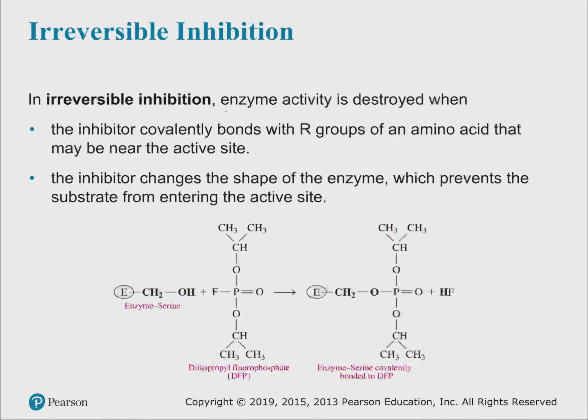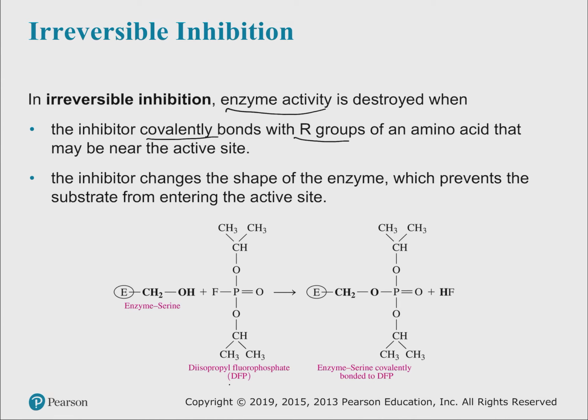Now, as far as irreversible inhibition, enzyme activity is destroyed because we end up getting some kind of covalent bond. So the inhibitor covalently bonds with either the R groups of amino acids that are near the active site, or it changes the shape of the enzyme, permanently preventing the substrate from binding. And so here's an example of that.